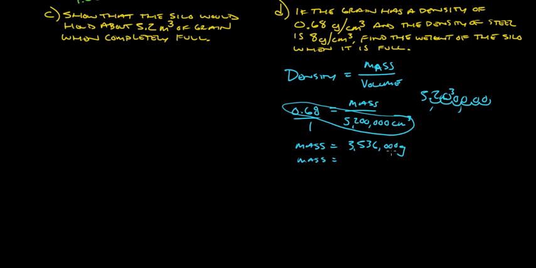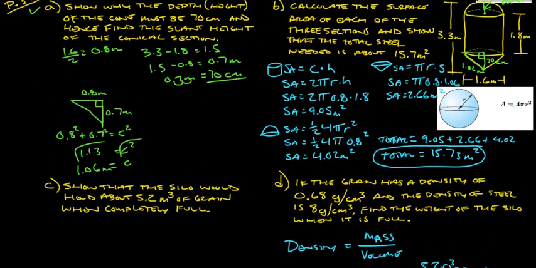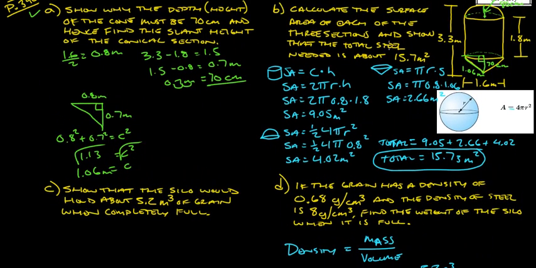All right, let's turn that into kilograms. 1, 2, 3 back, so 3,536 kilograms for the total amount of grain, the grain weight. Okay, so we also have to go back and calculate how much weight all the steel is going to be.